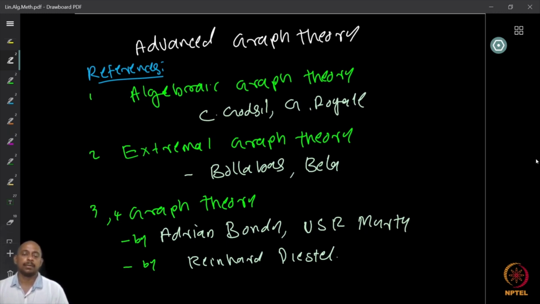And then there is another beautiful book by Reinhard Diestel, again both having the same title, Graph Theory. Then, of course, Introduction to Graph Theory by Douglas West, which is a book for anybody who wants to start this topic. It has very readable material, very easily readable, and also very advanced topics as well. So it's a nice book by West.